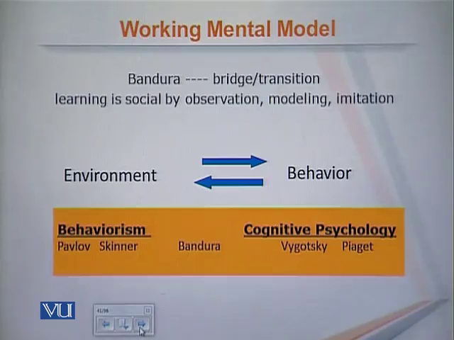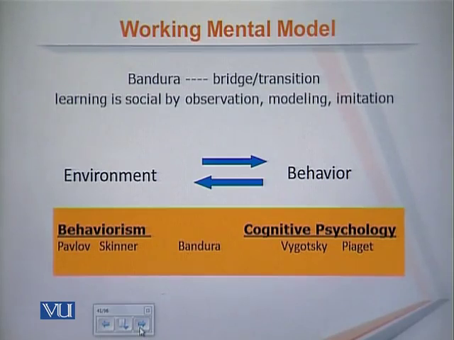Bandura, as we saw a little while ago, was the instrument to bridge and bring about the transition from behaviorism to cognitive psychology. Learning is social by observation, modeling, and imitation. And so we see on the left, we have behaviorism, the works of Pavlov and Skinner that we've already looked at, and then we've got Bandura in the middle, because his work deals with behaviorism and cognitive psychology both. And on the right, we have Vygotsky and Piaget, the two theorists that brought about the change in thinking in the 1950s and 60s, and cognitive psychology was born.